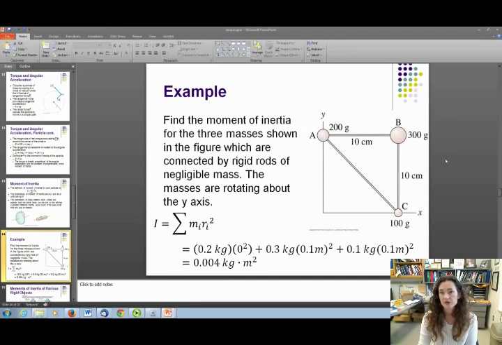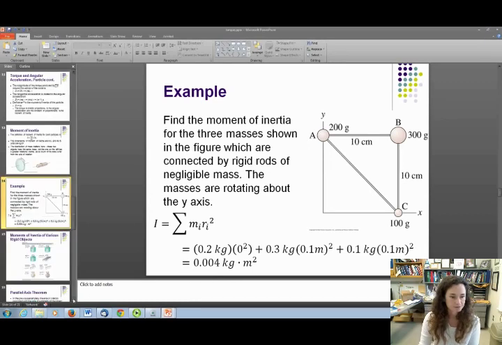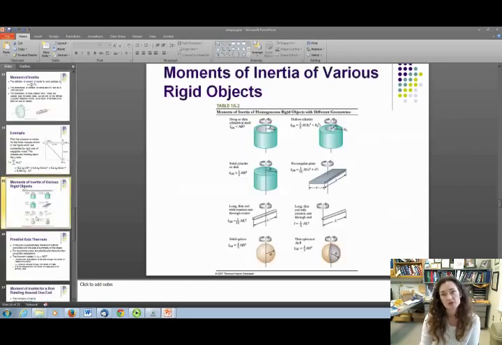Whereas the 300 gram mass, or 0.3 kilogram mass, is 10 centimeters from the axis of rotation, and so it's 0.3 times 0.1 squared. The 100 gram, or 0.1 kilogram mass, is also 10 centimeters from the axis of rotation, and so that's 0.1 times 0.1 meters squared. If I sum all that up, I get 0.004 kilograms meters squared for the moment of inertia for these point masses. You can also find the moment of inertia for extended objects.